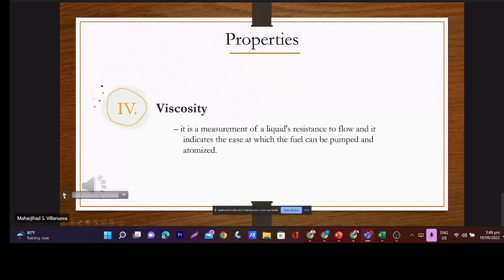Viscosity. It is a measurement of a liquid's resistance to flow, and it indicates the ease at which the fuel can be pumped and atomized. For example, fuel viscosity control is a technique to control viscosity and temperature of fuel oil for efficient combustion in diesel engines of motor vessels and generators of oil-fired power plants. It strongly depends on the temperature. The higher the temperature, the lower the viscosity.